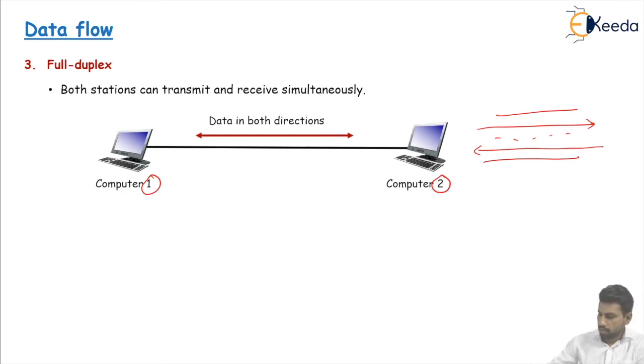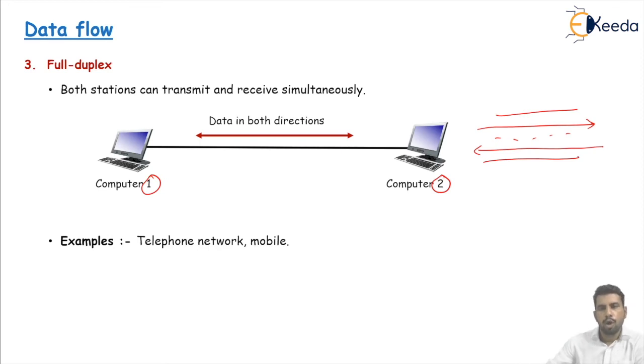In our communication systems, we see mobile or telephone networks. When two people are communicating by a telephone line, both can talk and listen at the same time. Or when you are using the internet, you can upload a file and you can also browse Google Chrome or see videos on YouTube. That is full duplex communication. The full duplex mode is used when communication in both directions is required all the time.